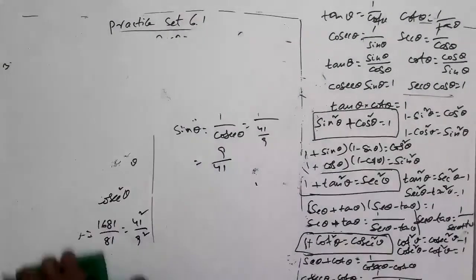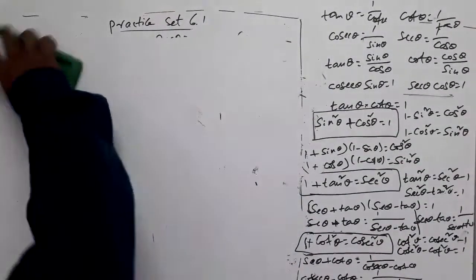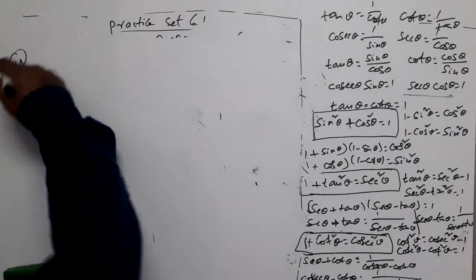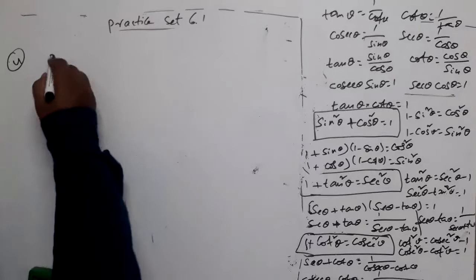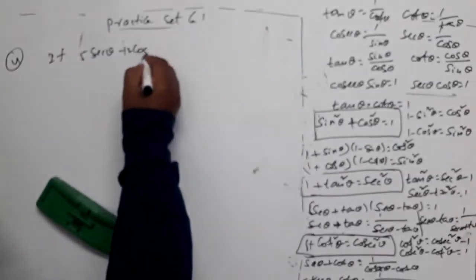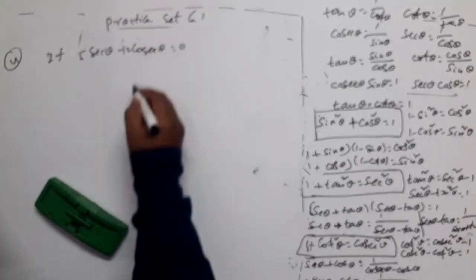Question number 4. If 5 secant theta minus 12 cosecant theta is 0, find the value of secant theta, cos theta and sin theta. And this is the question.